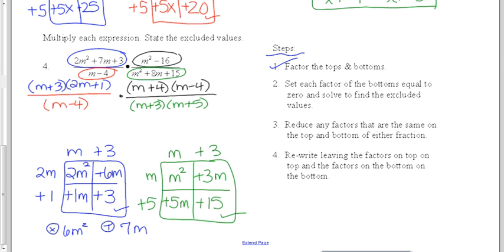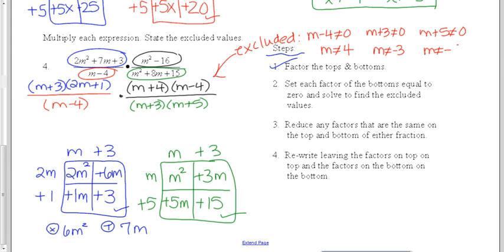So the only difference here is now I have two fractions. So for this one, my excluded values is going to have more than one fraction to deal with. I have m minus 4 cannot equal 0, so m cannot equal 4. I have m plus 3 cannot equal 0, so m cannot equal negative 3. I have m plus 5 cannot equal 0, so m cannot equal negative 5. And that one has 3 excluded values because it has 3 factors on the bottom.